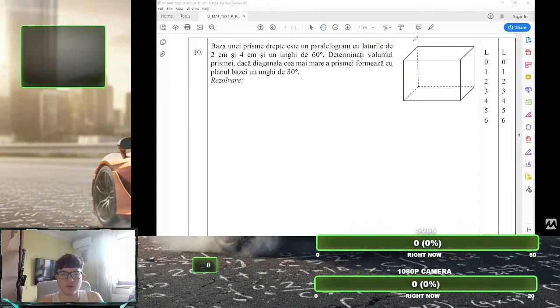We got this thing right here. If it's gonna be hard, I'm just gonna skip it because I'm focusing on the easier stuff. So basically, the small side of the base is 2 centimeters. The longer one is 2 times that, so basically 4. And one angle is 60 degrees right there in that base rectangle.